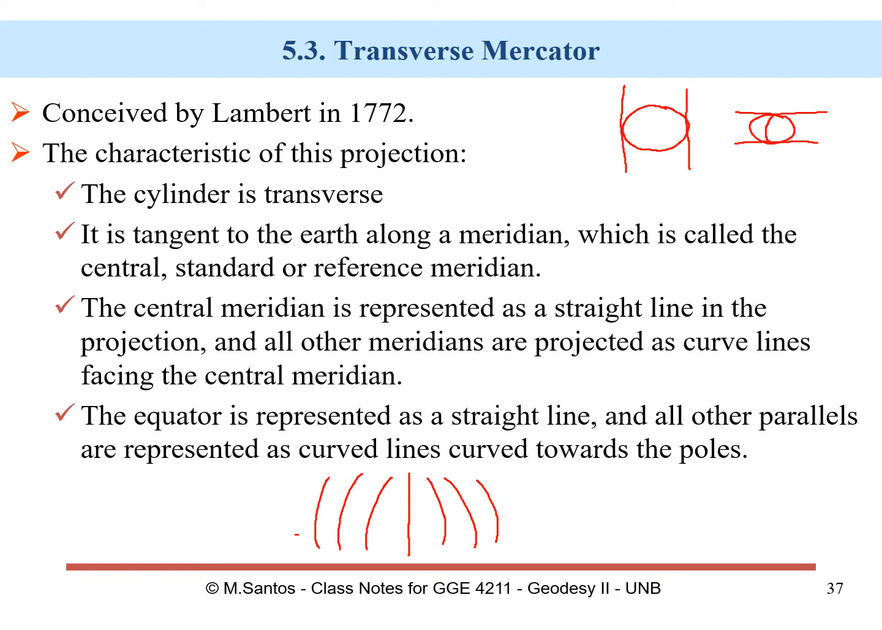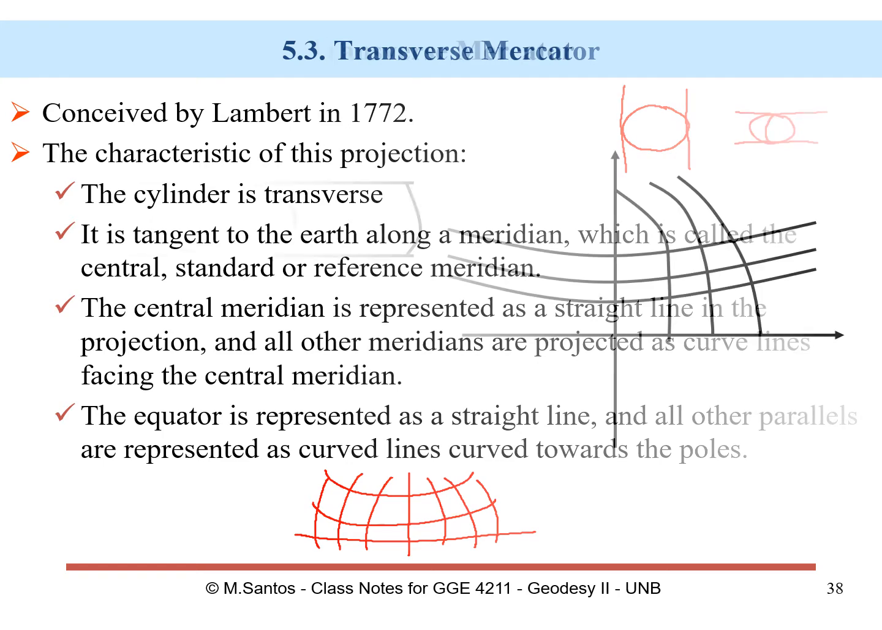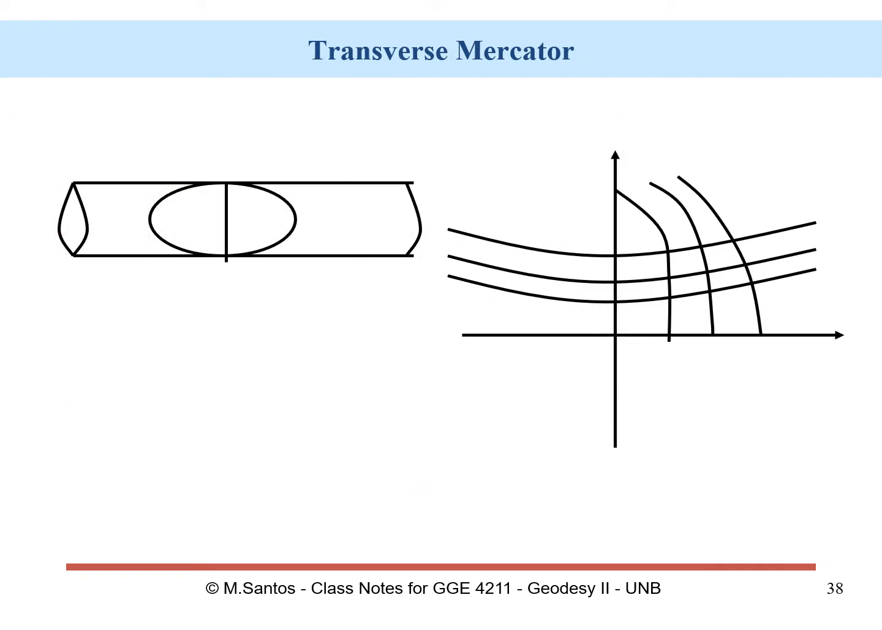Equator is represented as a straight line. So this is the equator. And all other parallels are curved lines, curved towards the poles. So here is my nice diagram of the transverse Mercator, and here we have the projected. This is the reference meridian. This is, in this case here, equator, and we have meridians, and we have the parallels.